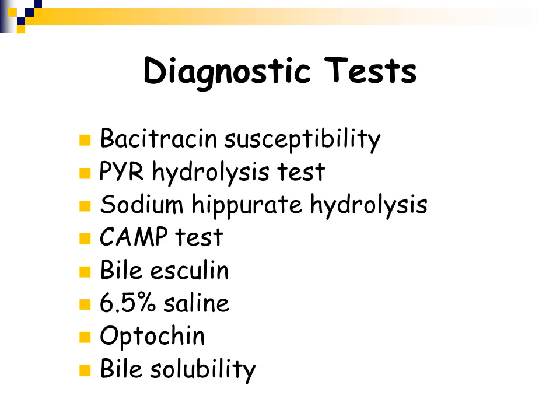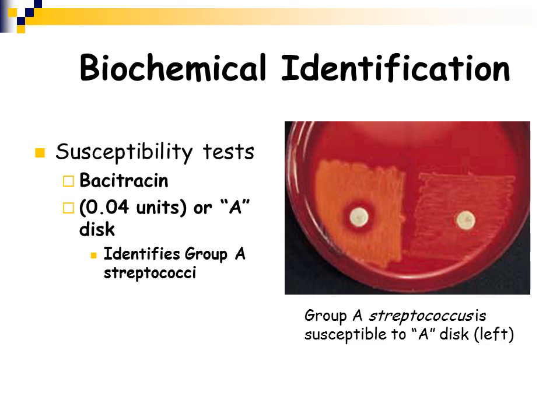The common diagnostic tests for the streps, we already mentioned all of these: Bacitracin Susceptibility, PYR Hydrolysis, Sodium Hippurate Hydrolysis, the CAMP test, the Bile Esculin test, 6.5% NaCl or saline, Optochin, and Bile Solubility. So we're going to go through each of these tests because as medical laboratory scientists, you need to understand how to differentiate one organism from another organism.